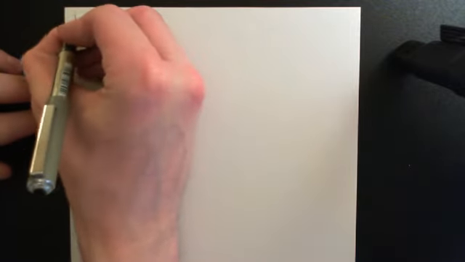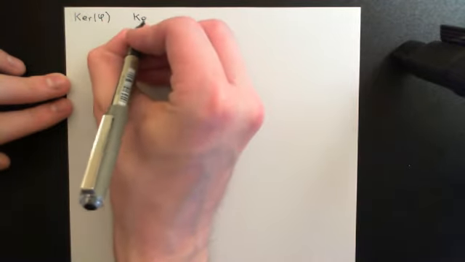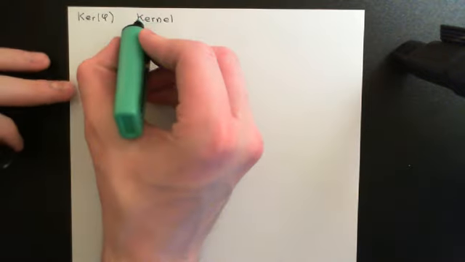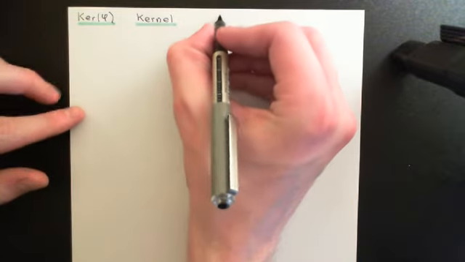Right, so let's begin then with the kernel of a homomorphism. This is written ker of phi, the kernel of the homomorphism phi, and in full, kernel is written like so. So what is the definition then of the kernel of a homomorphism? Well, the kernel of a homomorphism is basically a subset of the domain group, capital G.